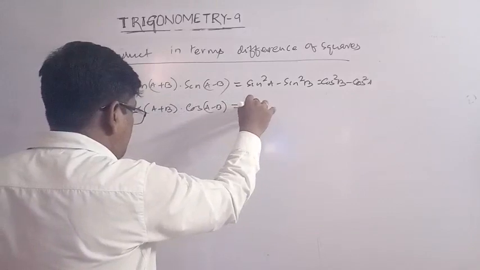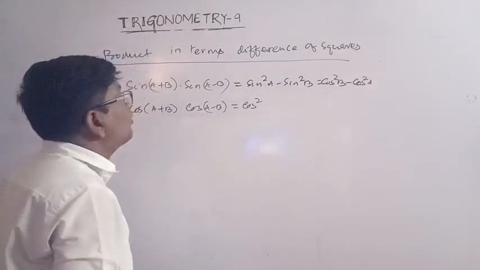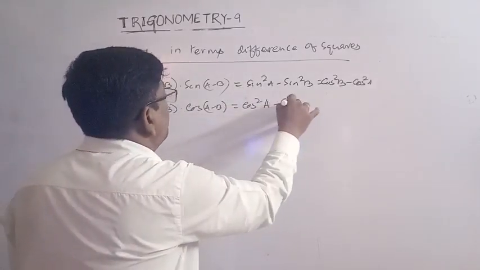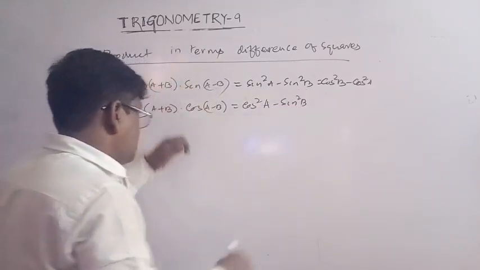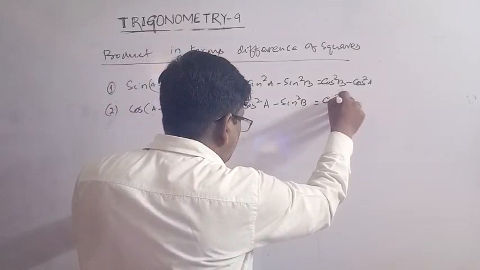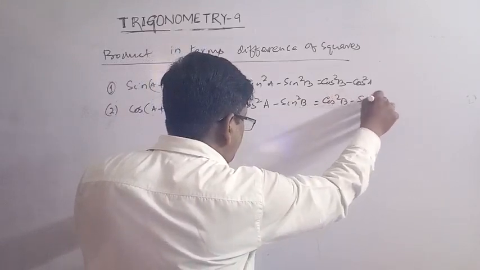And number 2 is cos(A+B) into cos(A−B). This is equal to what? Cos square A minus sin square B, or cos square B minus sin square A.